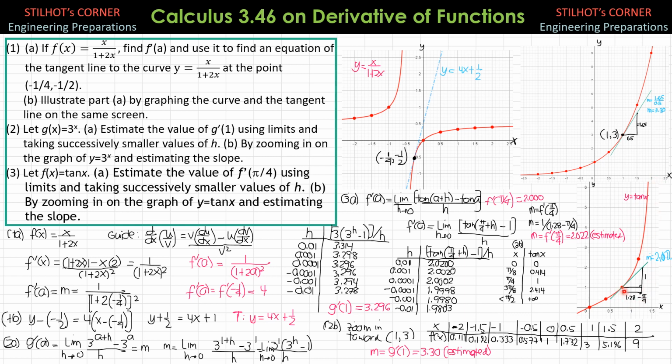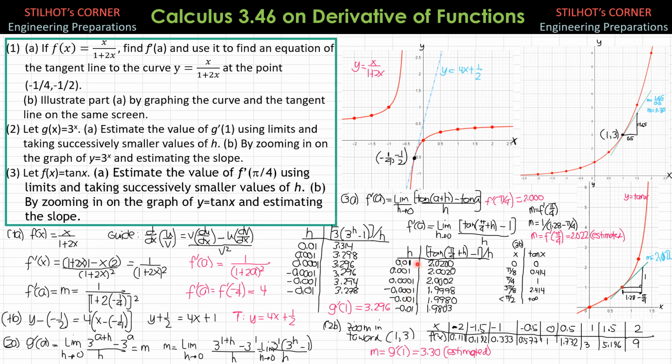So this is the point of tangency at pi over 4, and tangent of pi over 4 is 1. Next we draw this tangent line and estimate the slope later. So let f prime of a be the limit as h approaches 0 of tangent of quantity a plus h, where we replace x by a plus h, minus the original tangent of a, over h. Then let's evaluate this for smaller and smaller values.